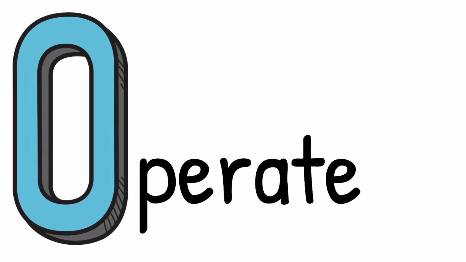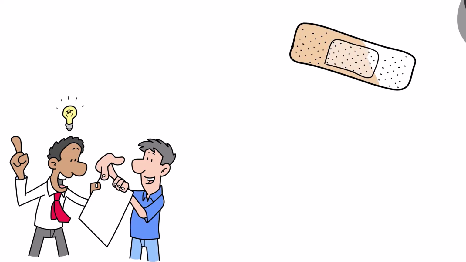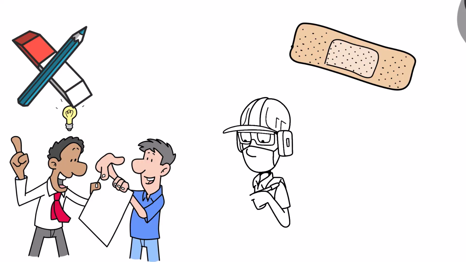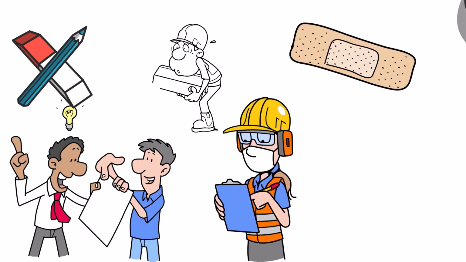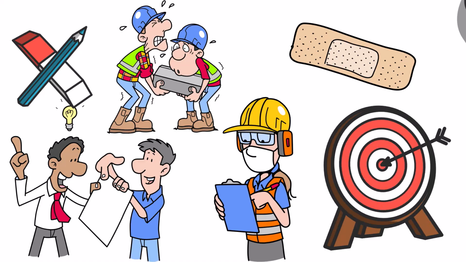O is for operate. Now that you have found the problem, you operate and fix it. This is where you make changes to improve the meaning and clarity. You might add a sentence, take out a word, or move a paragraph. This is the step where you put your solutions into action.